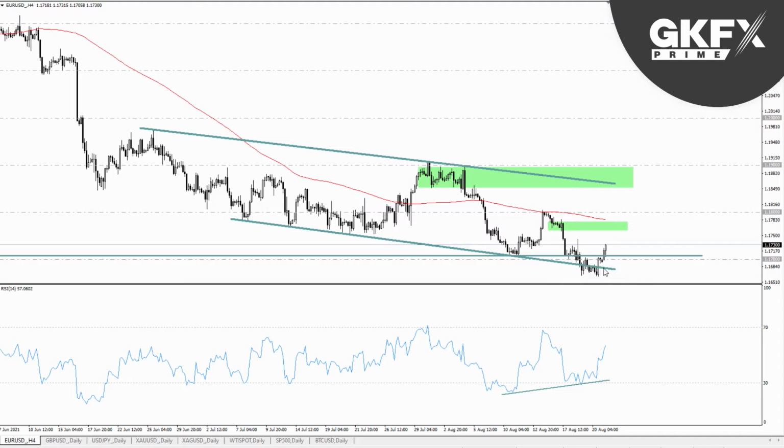We couldn't get a material break below 117, so maybe the market will try a push above 118 and to the top of the channel that we've been looking for before.